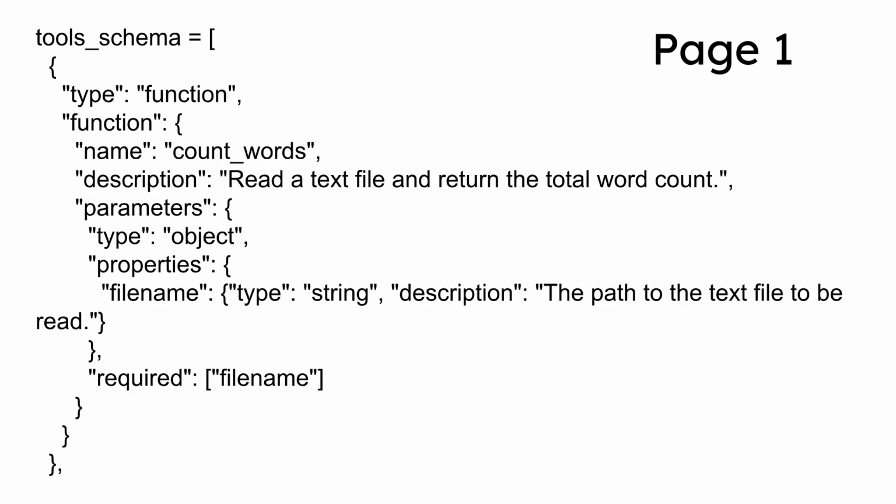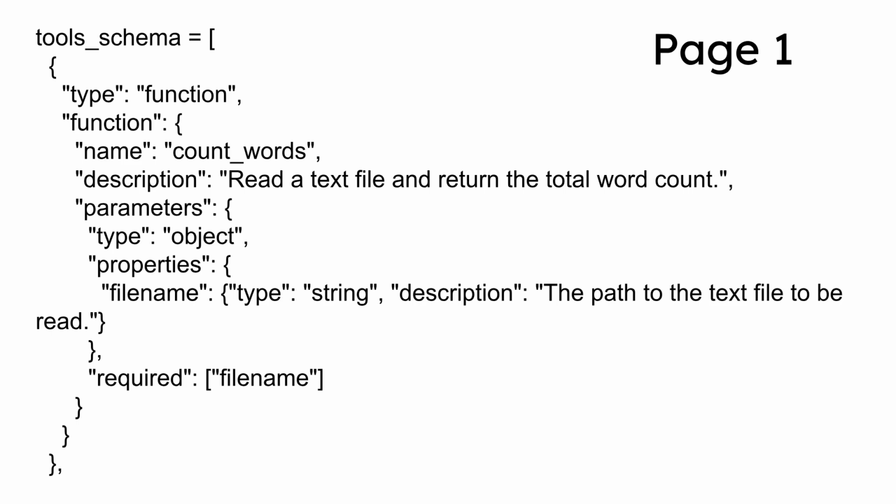Let's look at the structure of just the first tool to see how it's written. Every tool in this list starts with type equals function. This tells the AI, hey, this isn't just background information. This is a real executable action that you can call upon. Inside the function block, we give it a name, which matches our tool label, count words.